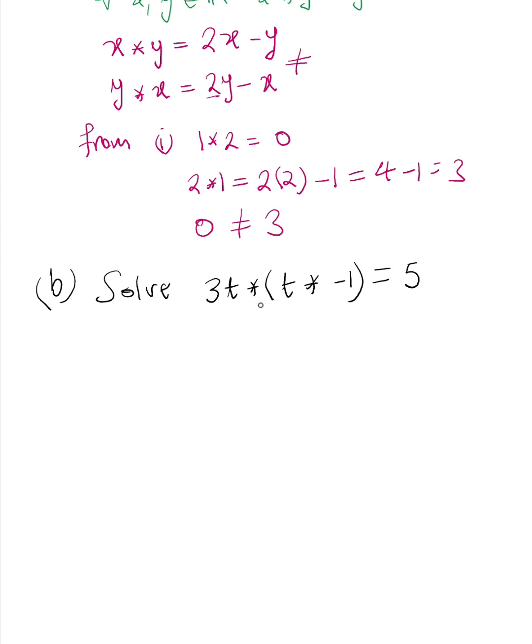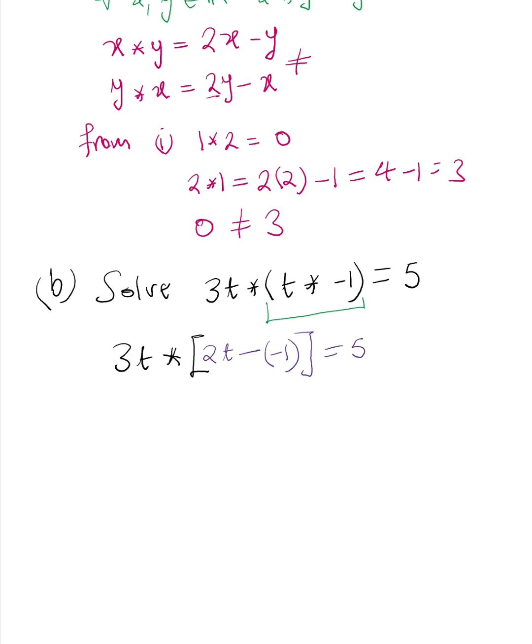Now we want to solve this equation, given the definition of star. To find the value of t, we are going to apply the definition of star. First I start with what is in the parentheses. I keep what is outside, which is 3t star. Now what is inside, I have t star negative 1. The definition of star says twice the first number, which is t, then minus the second number, which is negative 1. This is equal to 5.